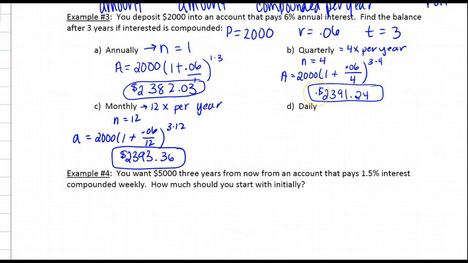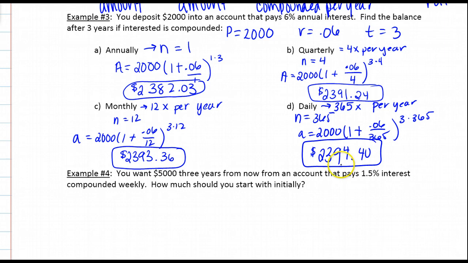And then daily, let's think about how many times per year that is. Well, there's 365 days per year, so you would get your interest compounded 365 times per year. So n equals 365. So try plugging that in your calculator, writing down the equation on your own. So hopefully you got $2,394.40.